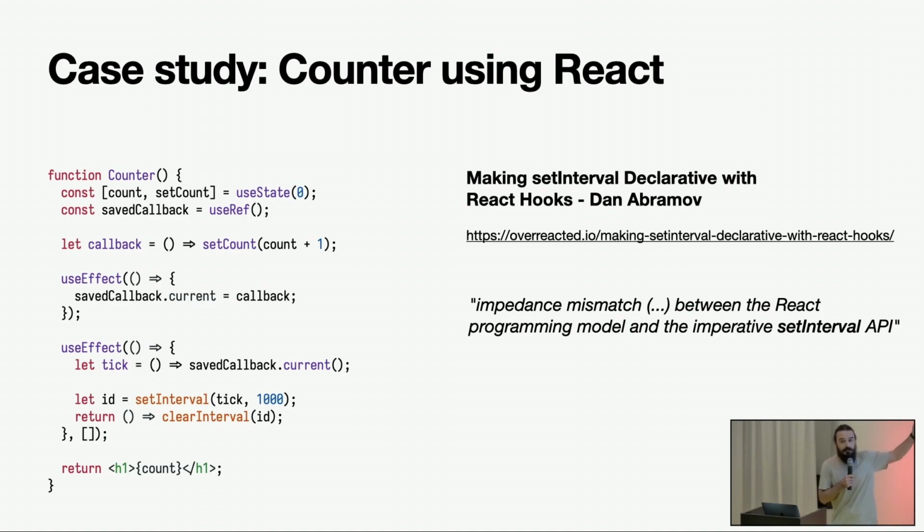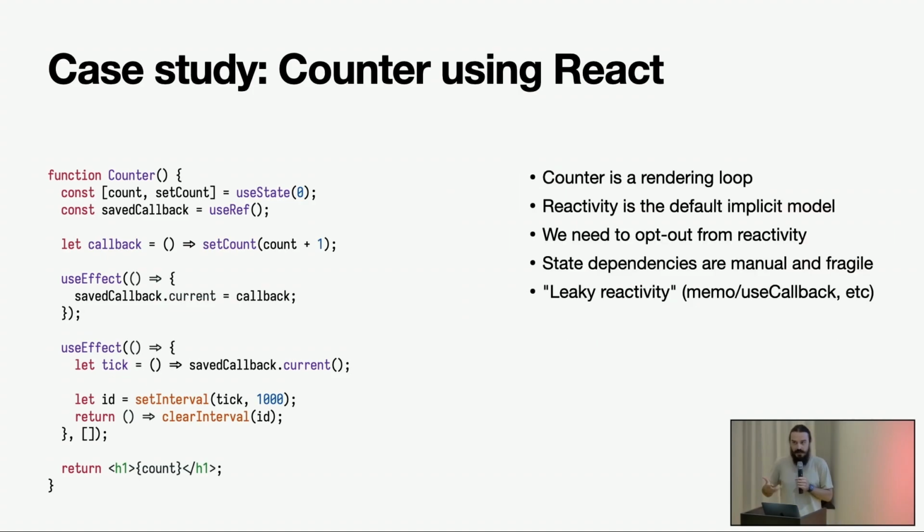I can explain to you what's happening here. When this renders, we need to save the callback that's going to be storing the state every time the component updates, so that whenever we call the tick for the interval every second, it's using the latest value. But let's not do that. And he talks about the impedance mismatch between React and the programming model in the stateful APIs in the browser. And I think that's fair, but let's look at some of the other problems that we have in this code.